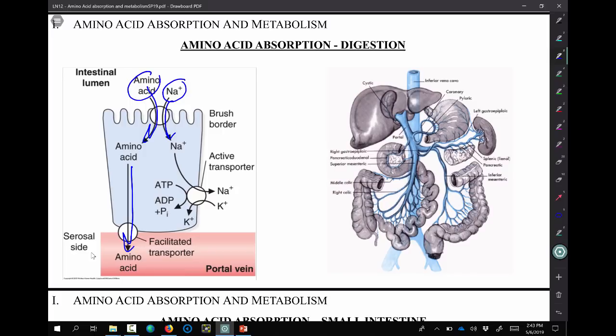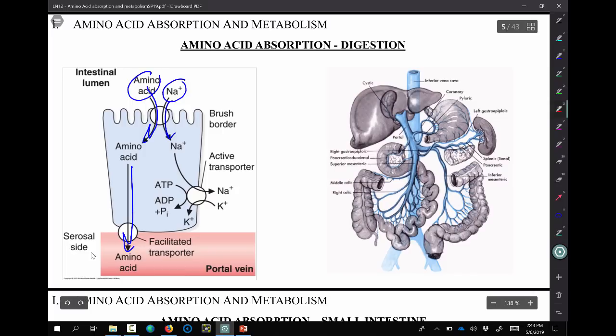I'll reference you back to your notes on carbohydrate absorption if you want to further your understanding of that, or just remind yourself of what that looks like, okay? Same idea, though.